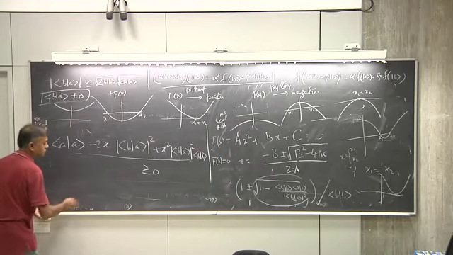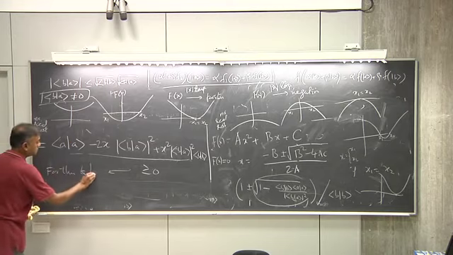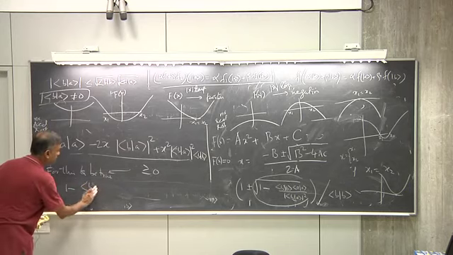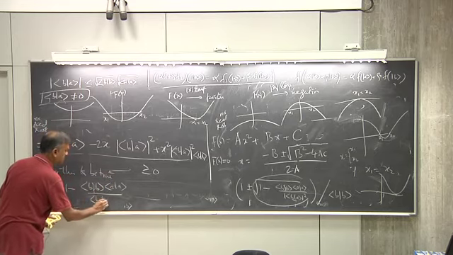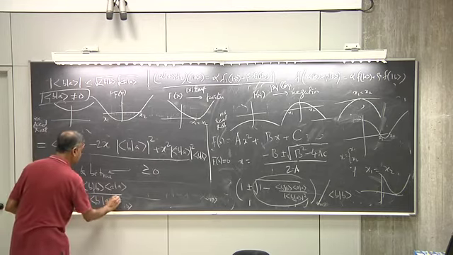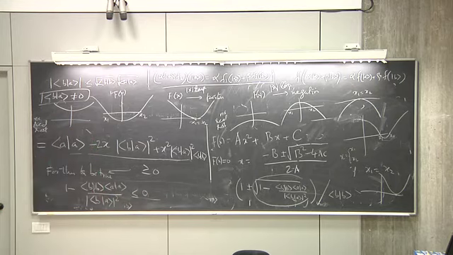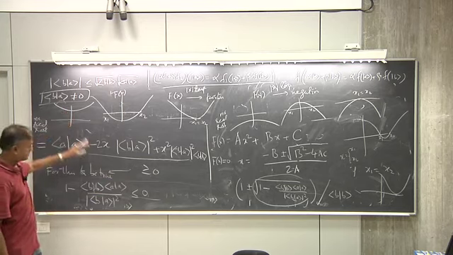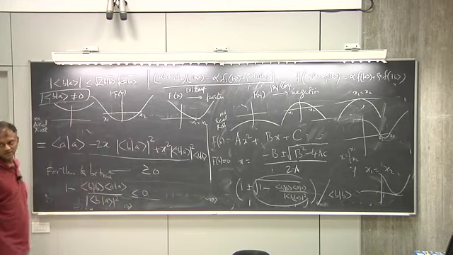So for this to be true, we must have 1 minus this quantity be a square is less than or equal to 0, right? So when it is strictly less than 0, we are in this situation. When it is equal to 0, we are in that situation, right? So we will not be in this situation.